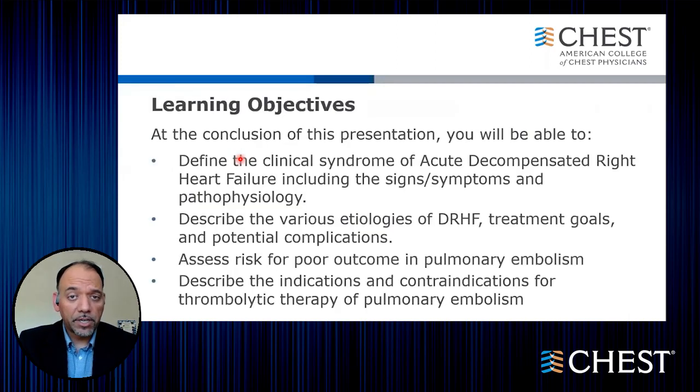And just to go over the learning objectives for this three-chapter series, we are going to define the clinical syndrome of acute decompensated right heart failure, including the signs and symptoms and the pathophysiology, describe the various etiologies, treatment goals, and potential complications of treatment. And then we're going to shift over to looking at acute pulmonary embolism, assessing the risk for poor outcome in PE, and describing the indications and contraindications for thrombolytic therapy of pulmonary embolism.